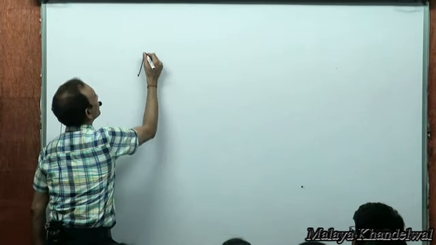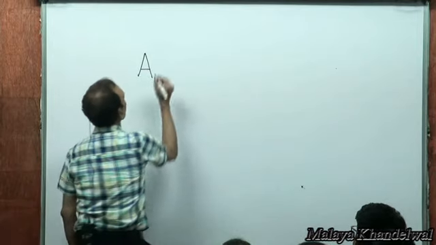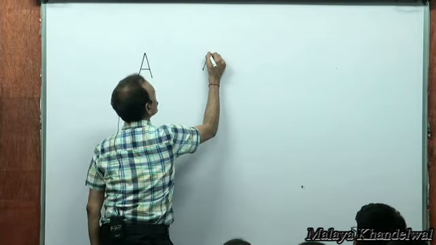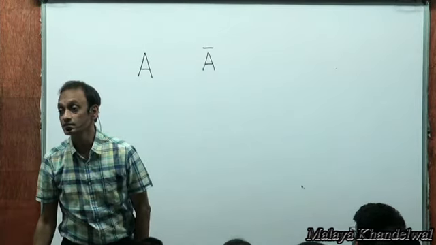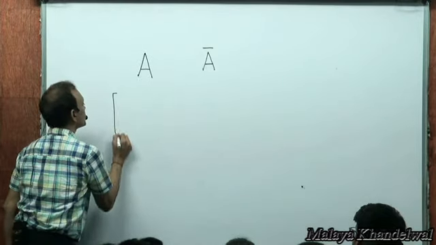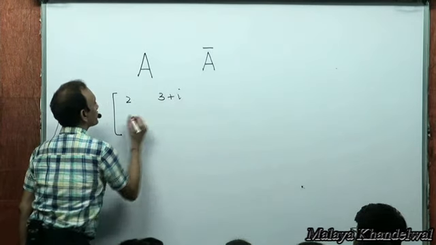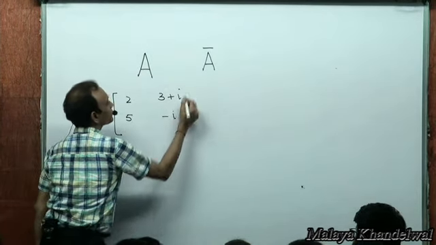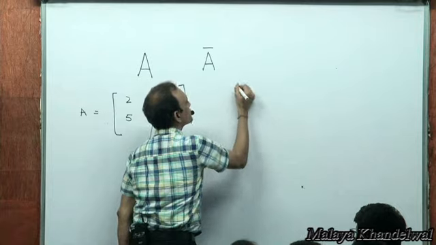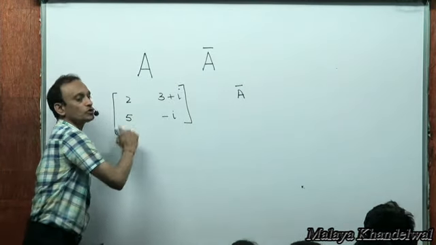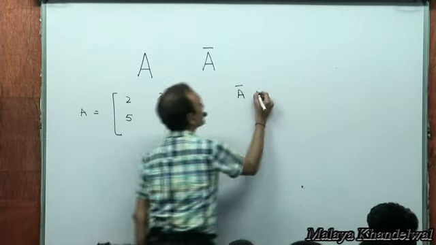Now, if I have a matrix A, then A bar is the matrix of its conjugates. That means, say, if I have a matrix A which is 2, 3 plus i, 5 minus i, then A bar simply is a matrix in which I take the complex conjugates of all elements of A. That's A bar.